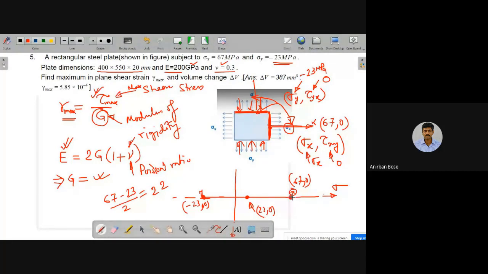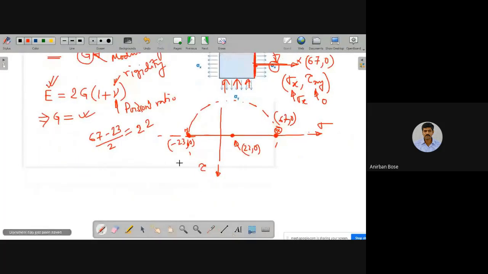Now this is one of the circumferential points. So you just simply draw the Mohr circle, and your Mohr circle will look like this. This will be the Mohr circle. Now look at the Mohr circle and tell me.